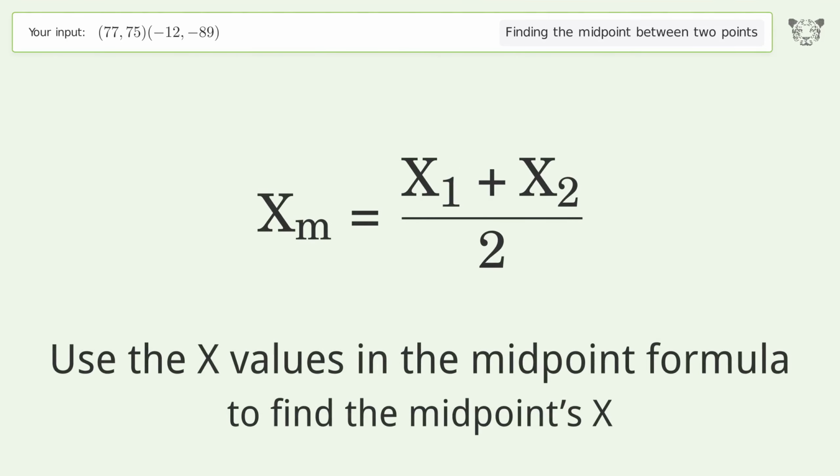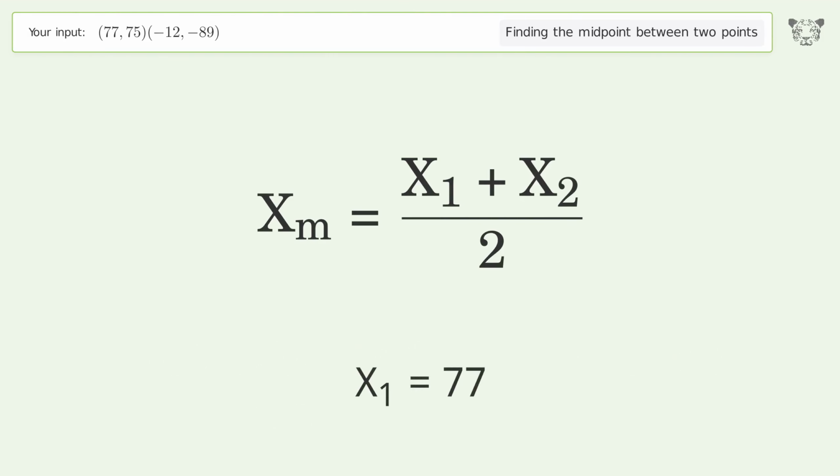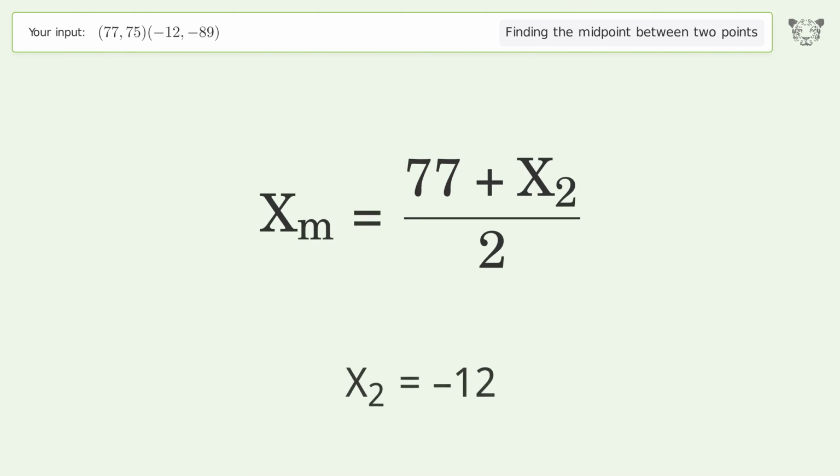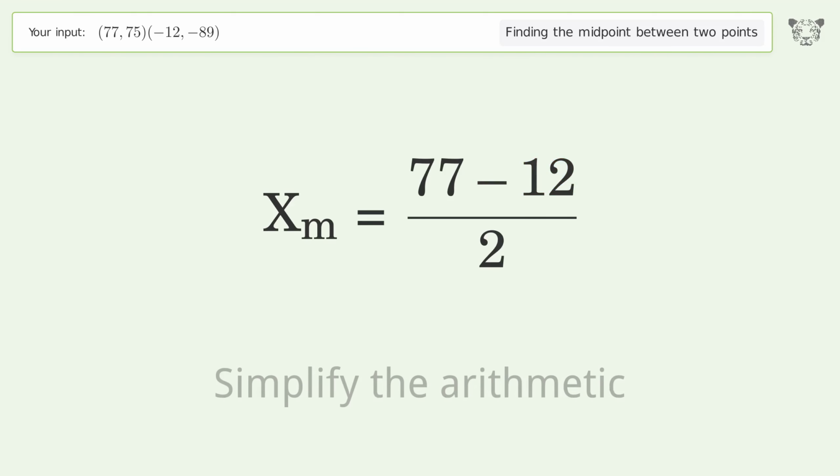Use the x values in the midpoint formula to find the midpoint's x. x1 equals 77. x2 equals -12. Simplify the arithmetic.